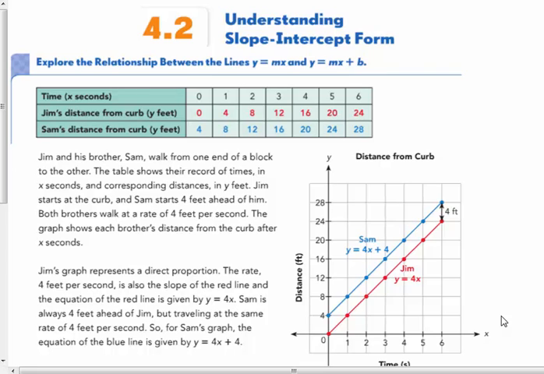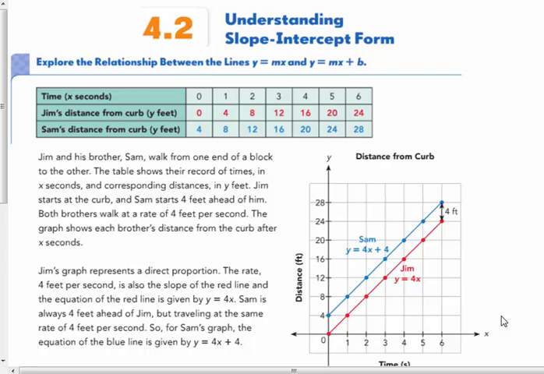Lesson 4.2, this is found in your packets on pages 10 and 11. It looks a little bit different than yours, mine's in color. But yes, this is still the same, 4.2, understanding slope-intercept form.